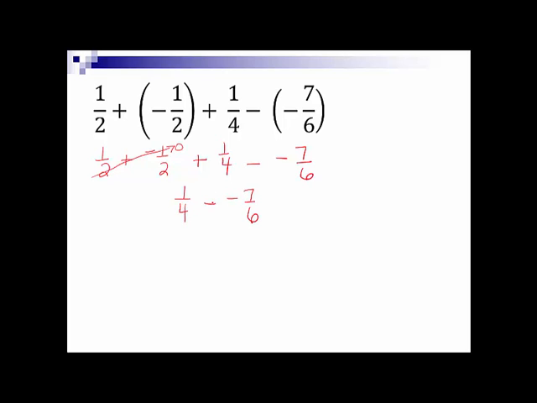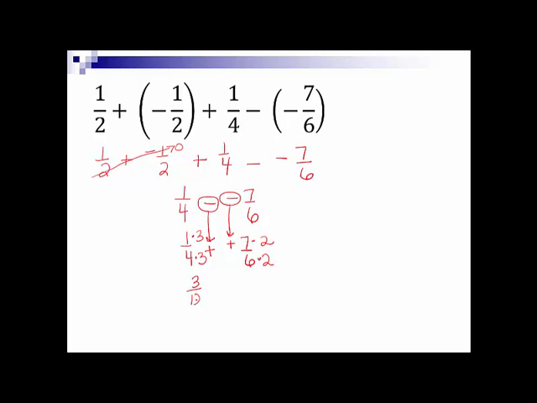In order to handle this subtraction, I know I need to keep, change my subtraction to addition, and change the sign of the number being subtracted. So now it's 1/4 plus 7/6. I have to find a common denominator. My common denominator would be 12. When we add or subtract, we always need a common denominator. So because my common denominator will be 12 between 4 and 6, I'll multiply 4 by 3, which means I multiply that 1 by 3. I'll multiply 6 by 2 to get 12, which means I'll multiply 7 by 2.